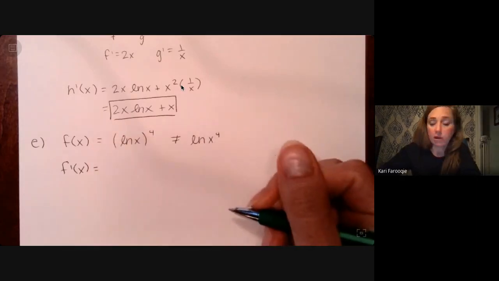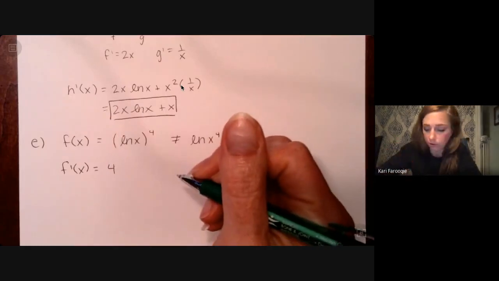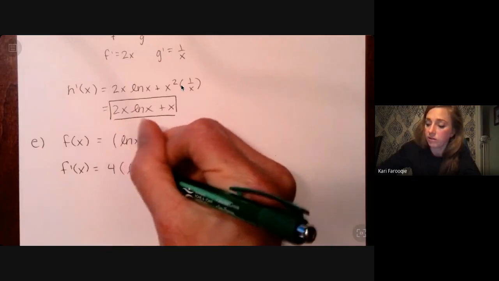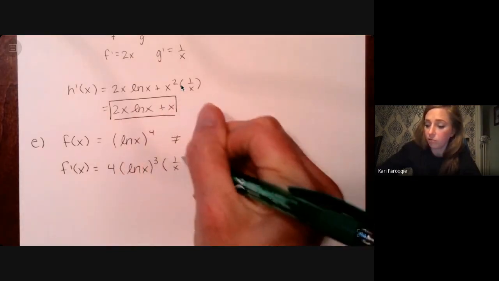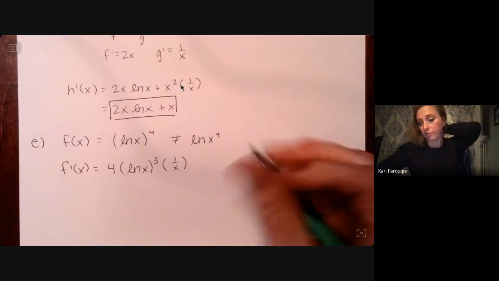So using that power rule, we're going to bring the 4 out front. It's not the power rule for logarithms. It's not that. It's for derivatives. We're going to rewrite the inside function, decrease the power by 1, and multiply by the derivative of the inside function. Now, this is fine.